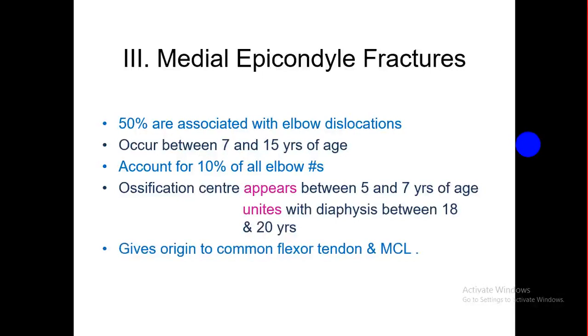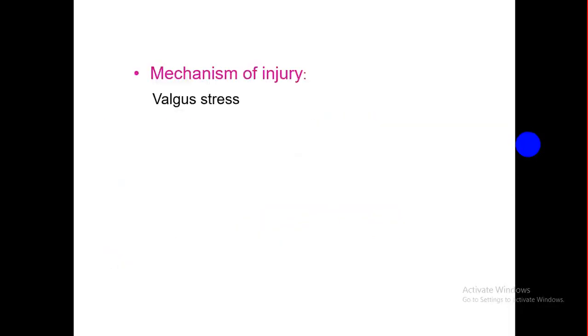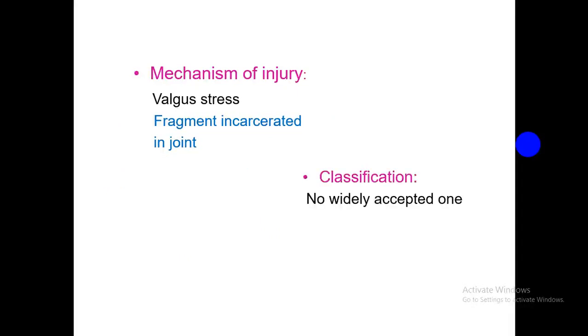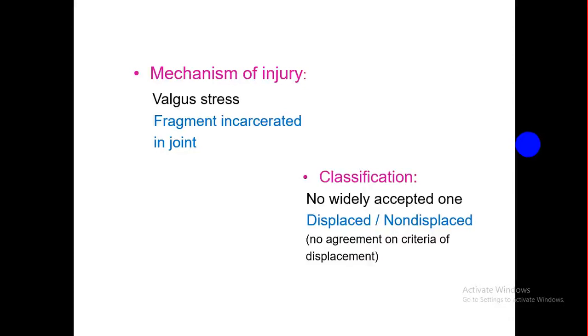It gives origin to the common flexor tendon and the medial collateral ligament, and of course it is very close to the ulnar nerve lying posterior to it. The mechanism of injury is one of valgus stress, where the fragment could be incarcerated in the joint when it is associated with an elbow dislocation. You've got an elbow dislocation, an avulsed medial epicondyle, you reduce the elbow and the fragment becomes incarcerated in the joint. Classification, there's no widely accepted one. Displaced, non-displaced, no agreement on criteria of displacement. Some authors have said more than 5 millimeters is a displaced fracture.